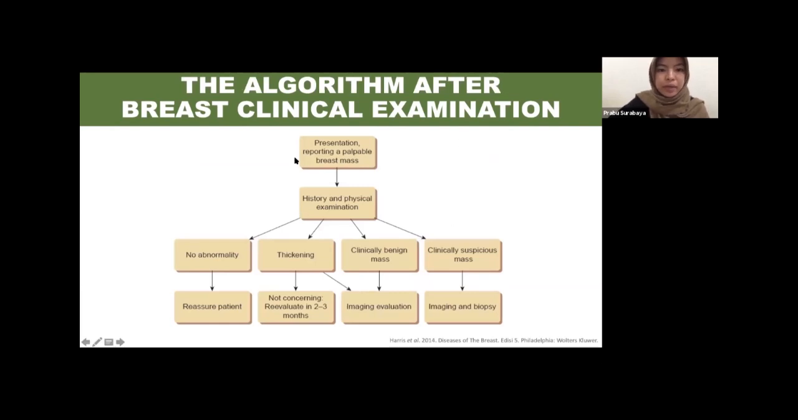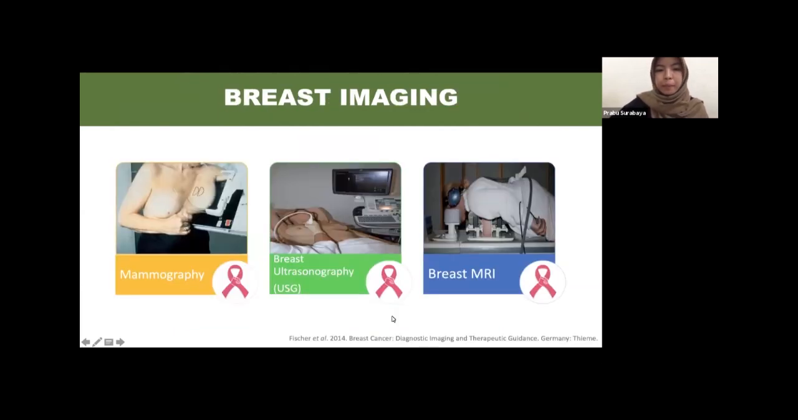From before, we can conclude this algorithm: if there is a change or an abnormality from the breast clinical examination, we need to move to the second step, which is the imaging evaluation. Breast imaging consists of mammography, breast ultrasound, and breast MRI.